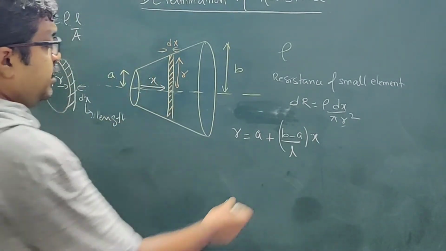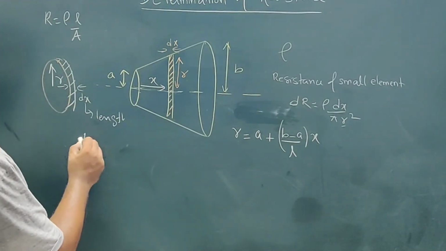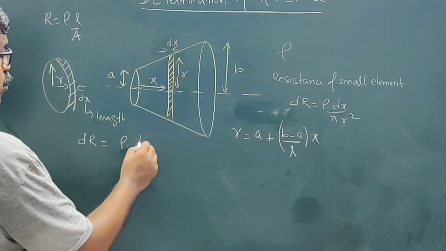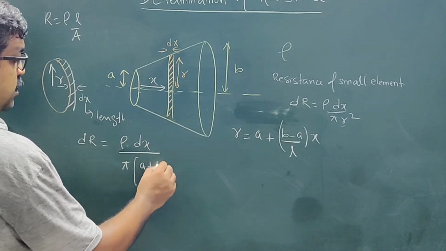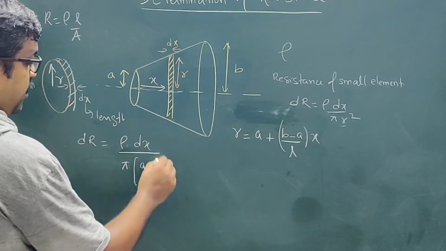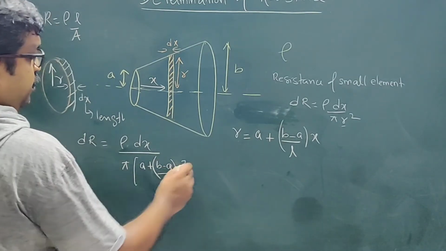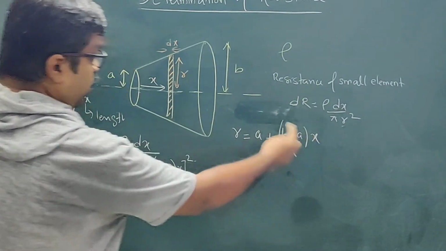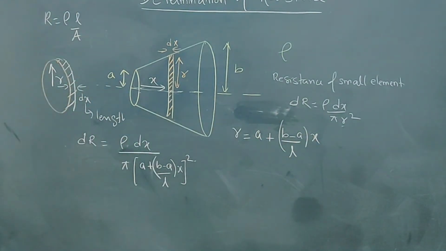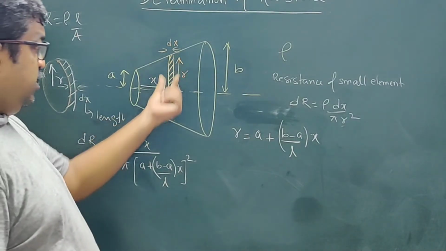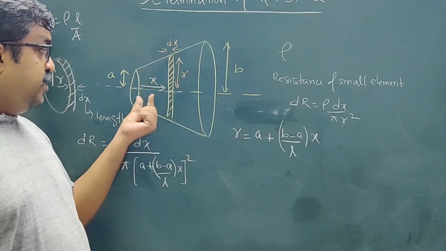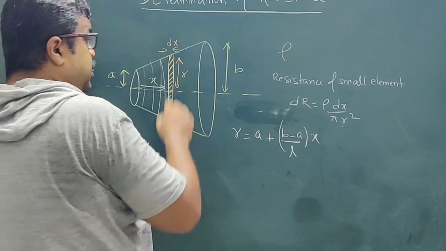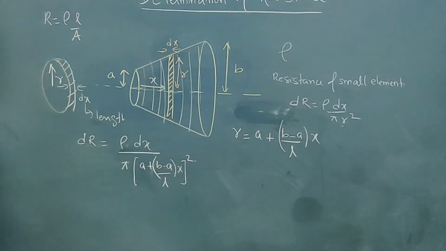Correct? So we can write this dr as dr is equal to rho dx divided by pi times the square of (A plus (B minus A) by L into x). Okay, so this is the resistance of this small element. There can be so many such small elements, so for each element we can find the resistance and then we can add.